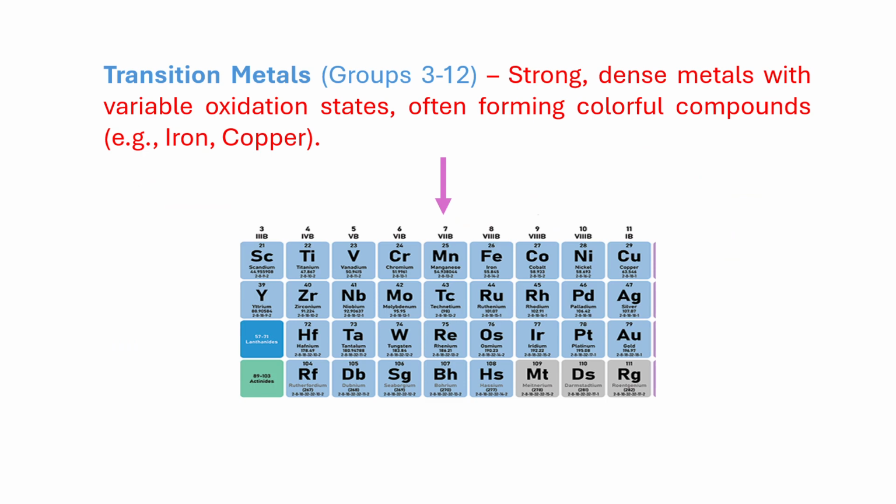Now comes the transition metals. So these blue colored ones in the periodic table are called the transition metals. These are the list of transition metals, and these are strong dense metals, and often they form colorful compounds. For example, copper, this one, and iron, they form colorful salts. I will talk about that in detail in another video.